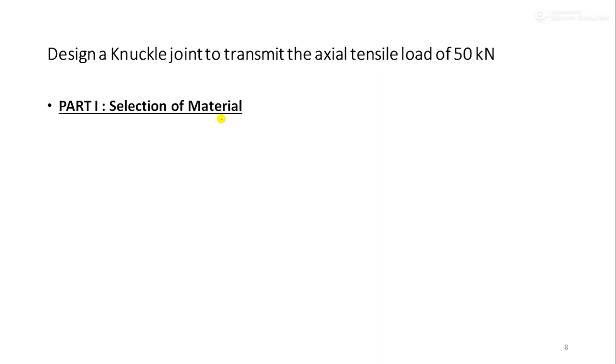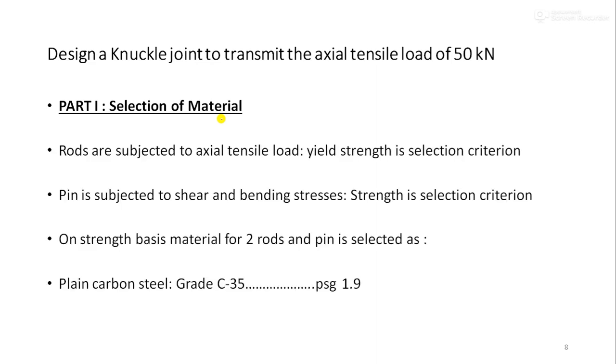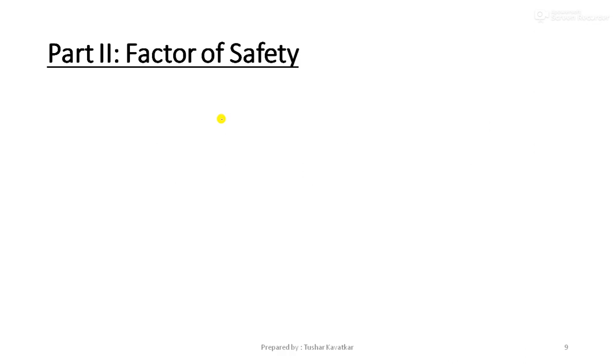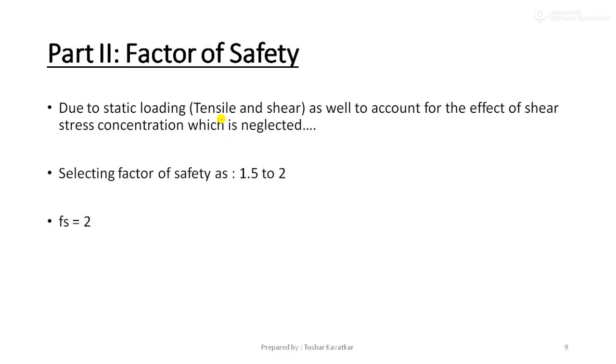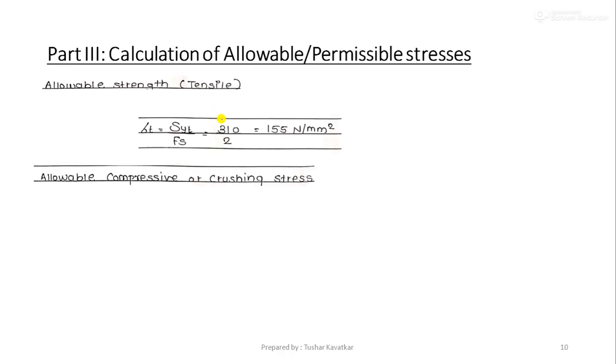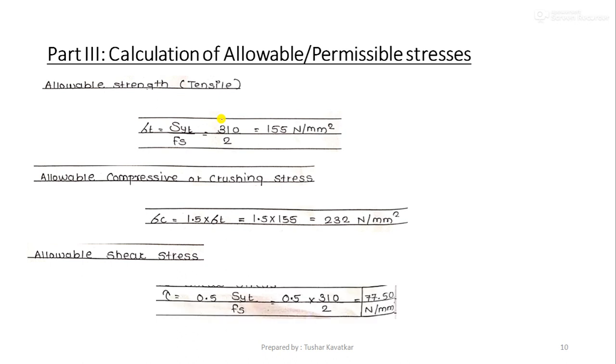load of 50 kN. So in part 1 we selected material C35 based on the yield strength, that is, the failure criterion is yield strength. And we selected a factor of safety of 2. Then, as I said in the previous video, the loading conditions in the knuckle joint are nothing but the tensile, compressive, that is crushing, as well as the shear stress.